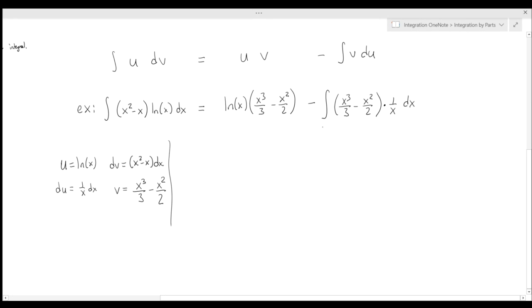Okay, so now we have another integral that we need to evaluate, but this is an integral that we can evaluate relatively easily. So what I'll do for this is we'll distribute the 1 over x into the parentheses. So that will just cancel out an x from both terms, leaving us with x squared over 3, and then minus x over 2.